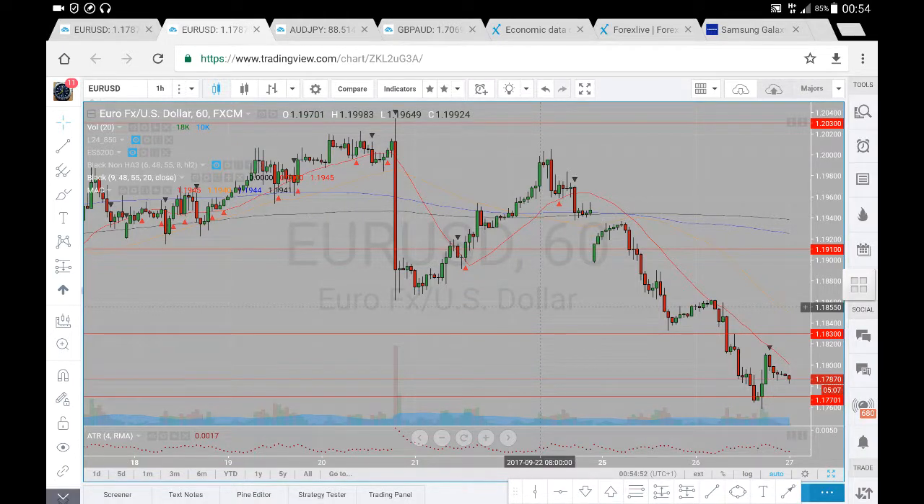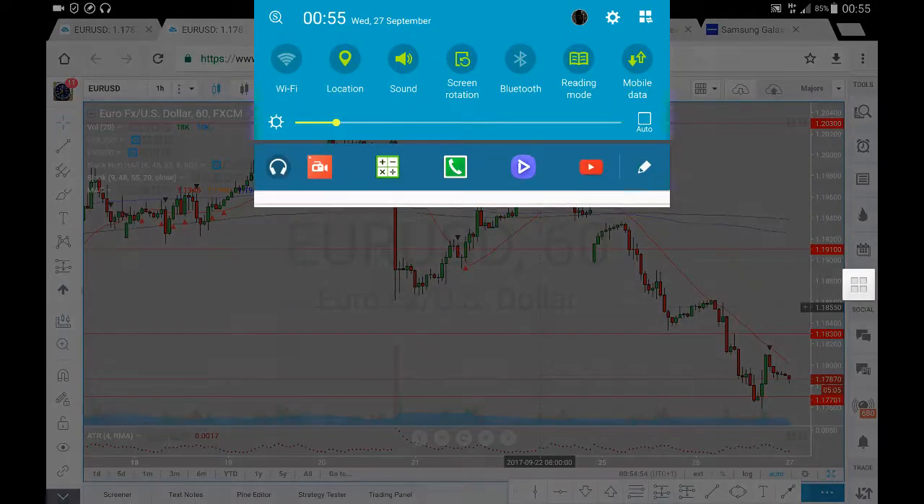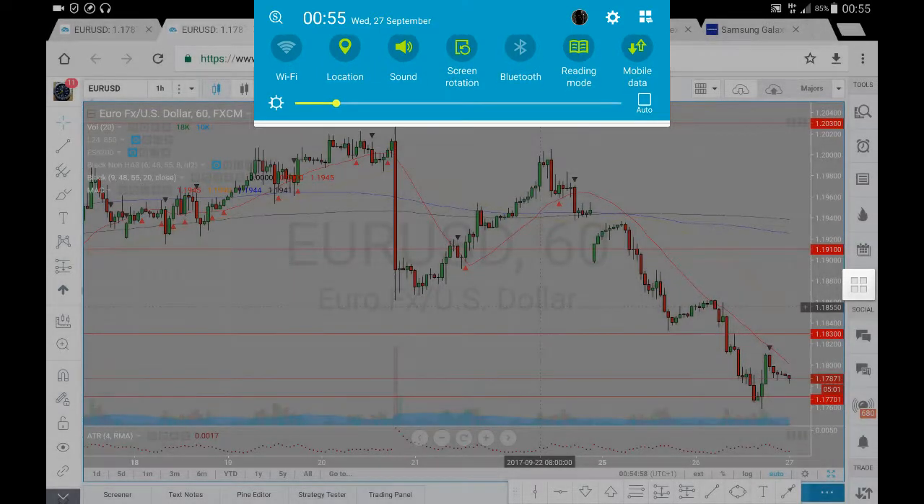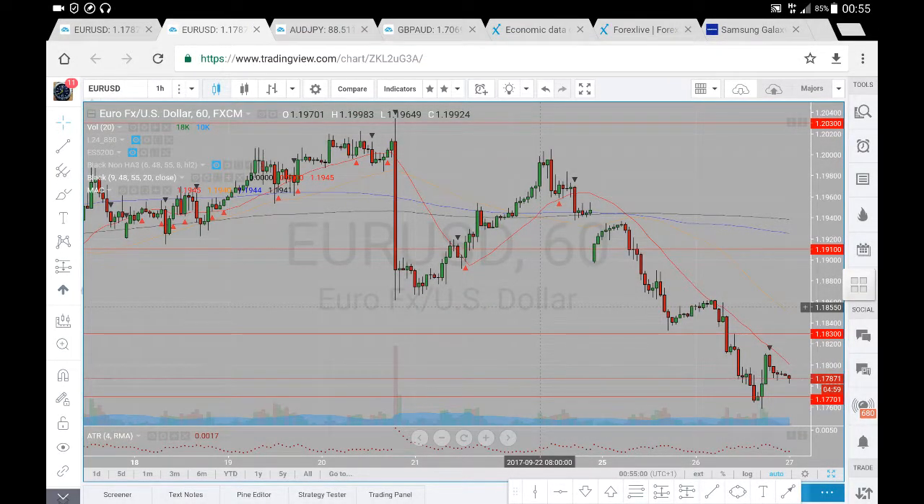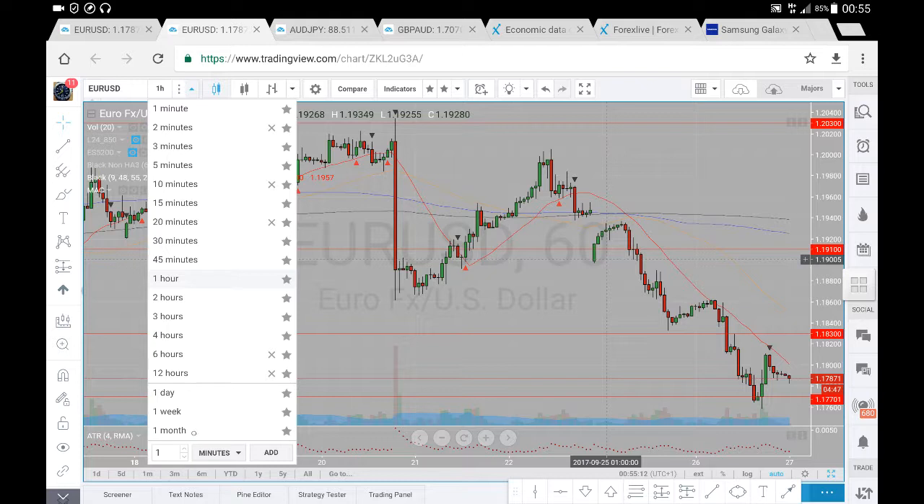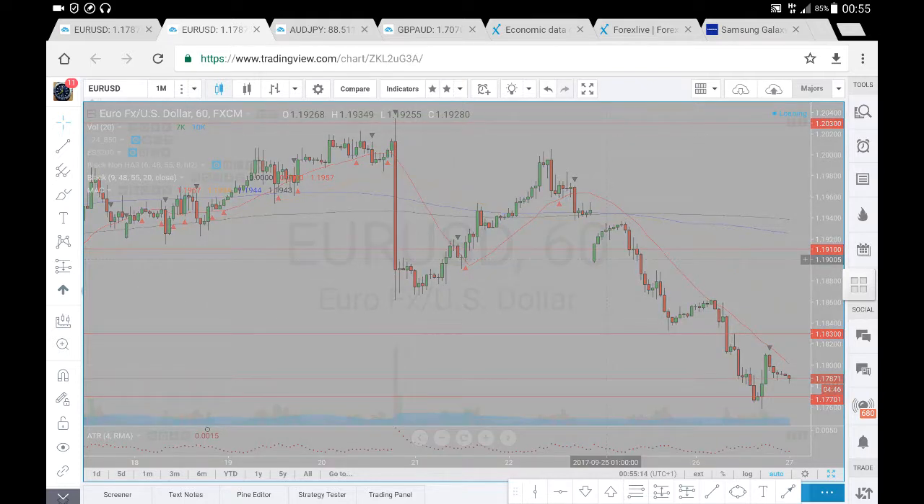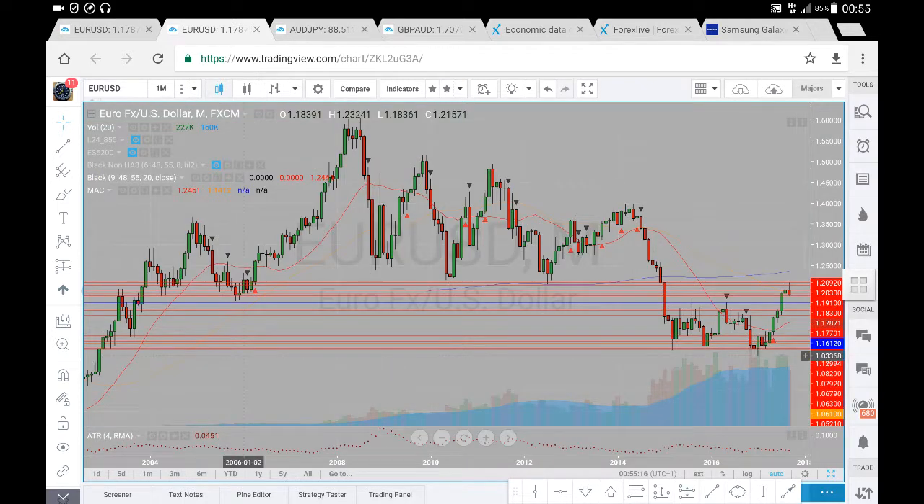So this is Euro dollar analysis for Wednesday the 27th of September, and let's see what's happened. As you can see on this hourly chart, we've sold off further. So let's go out to the higher time frames to see what this market is currently looking like.